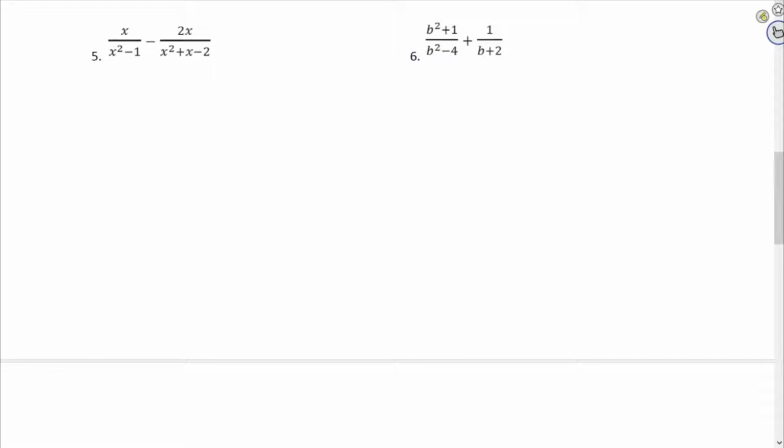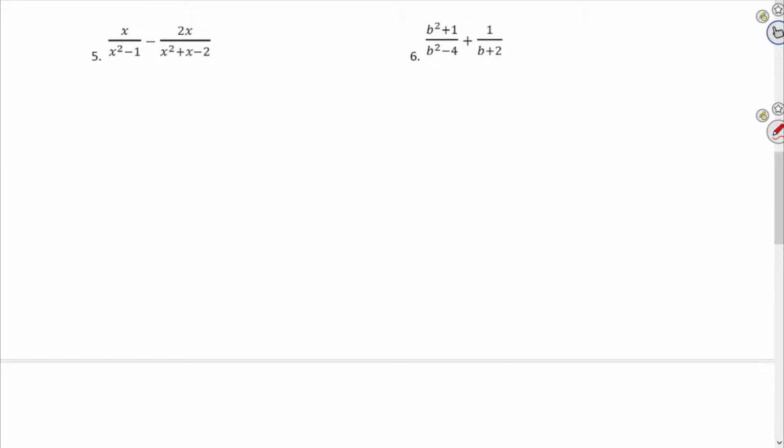All right, number 5, we are subtracting and adding fractions. Now, this is where you have to find a common denominator. But it's super important that before you find a common denominator, you factor that denominator. Otherwise the problem gets really messy.